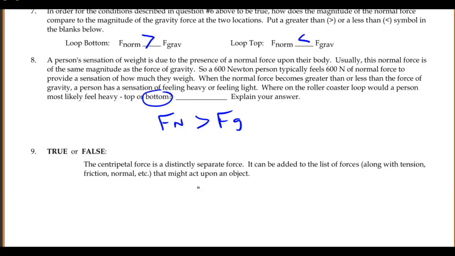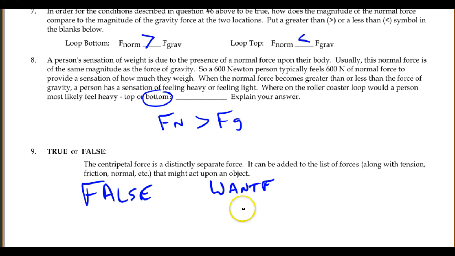Finally, a little wrap up with the true-false. Centripetal force is a distinctively separate force. It can be added to our list of forces, and the answer is it's definitely false. Centripetal force is not a type of force. It's not one of our want-if type forces. It is a required force to move in an arc, in some kind of circle.